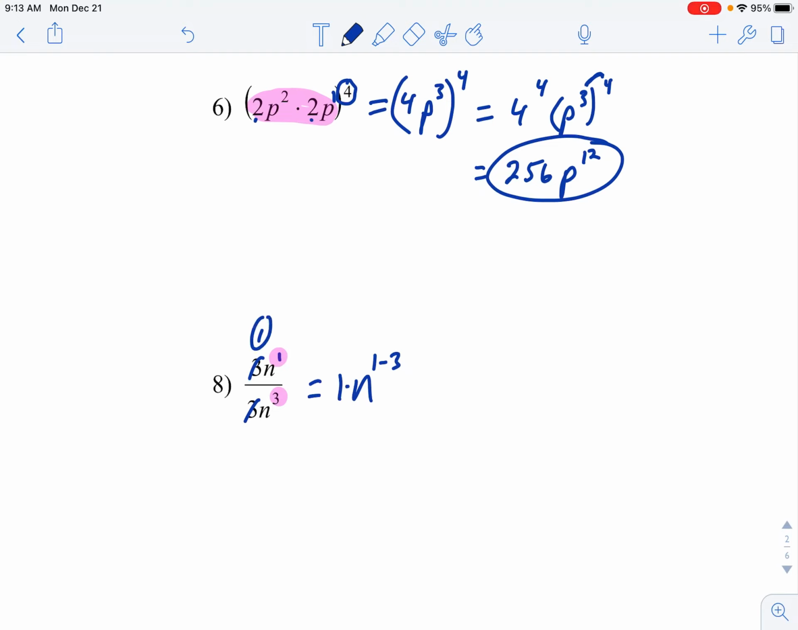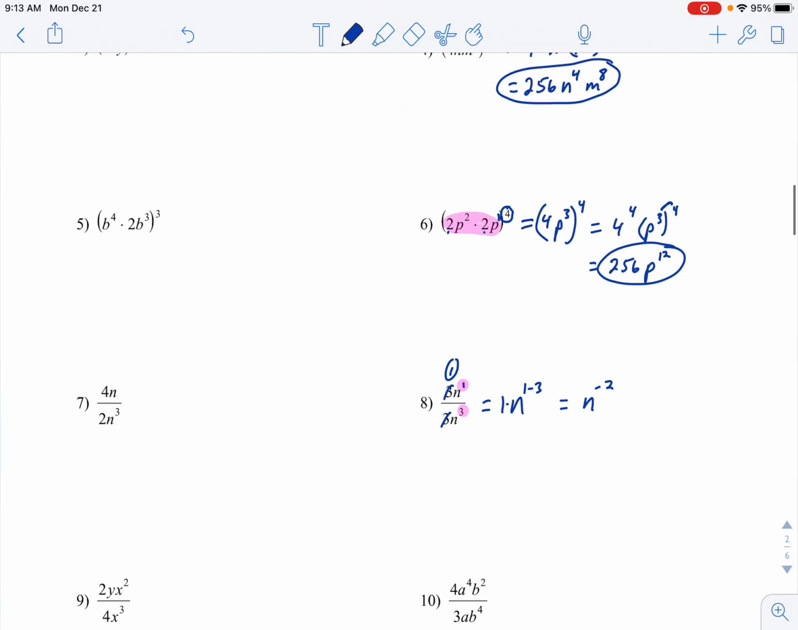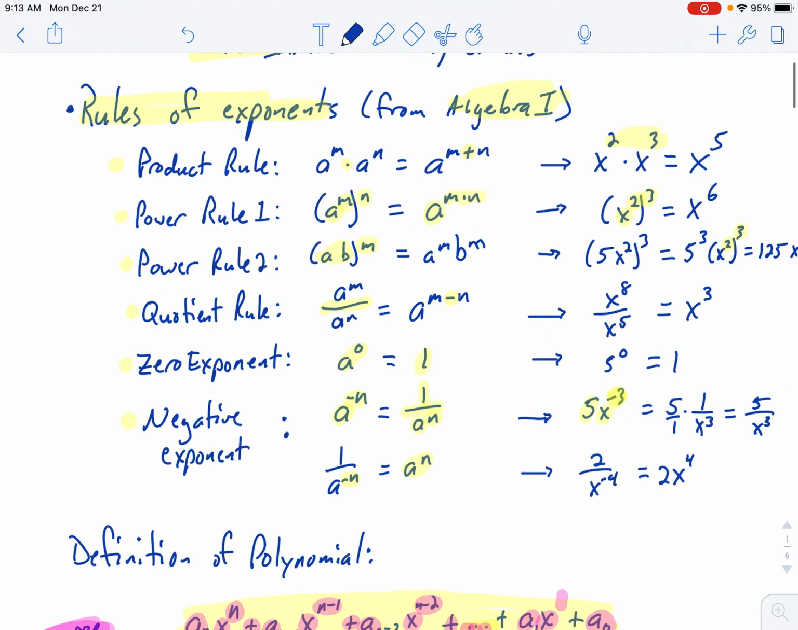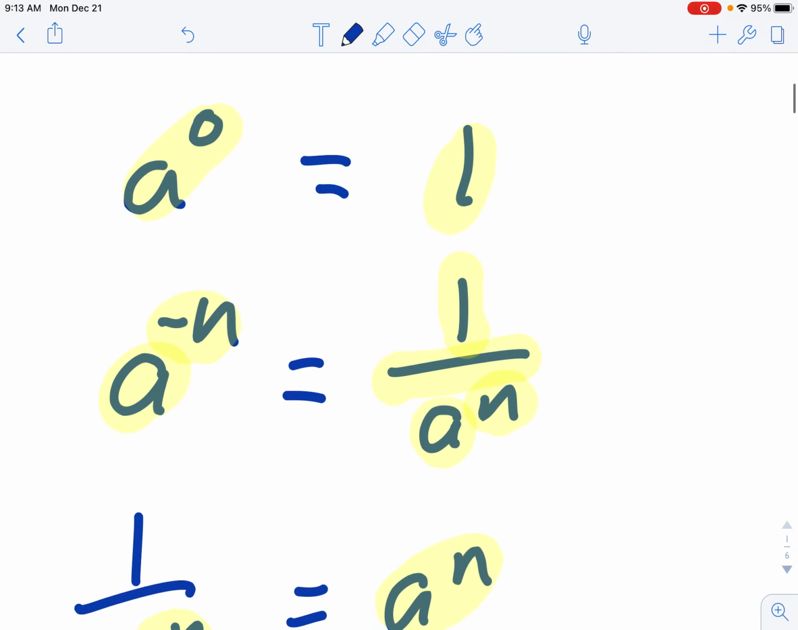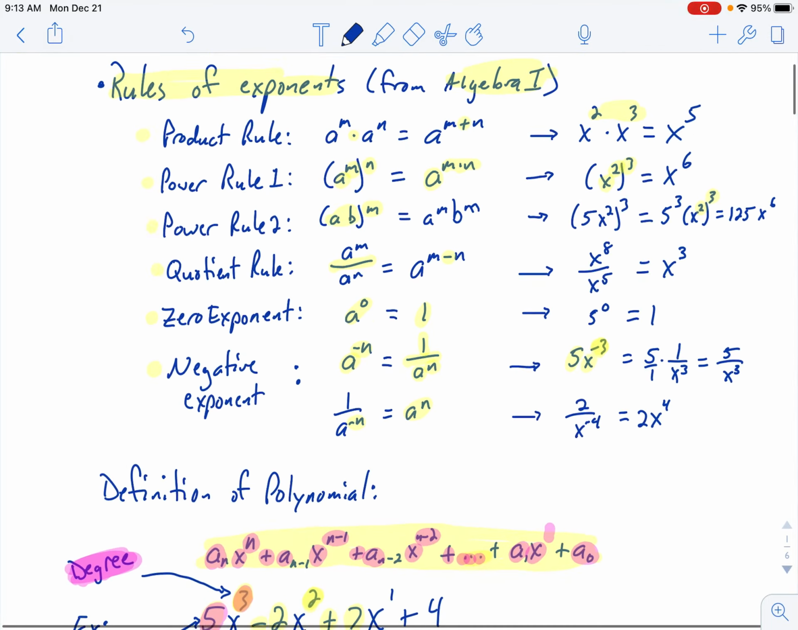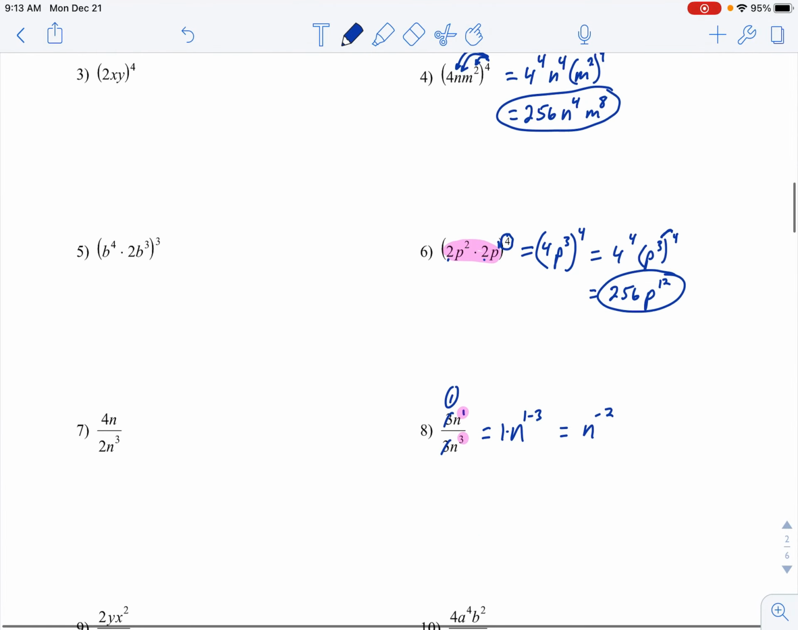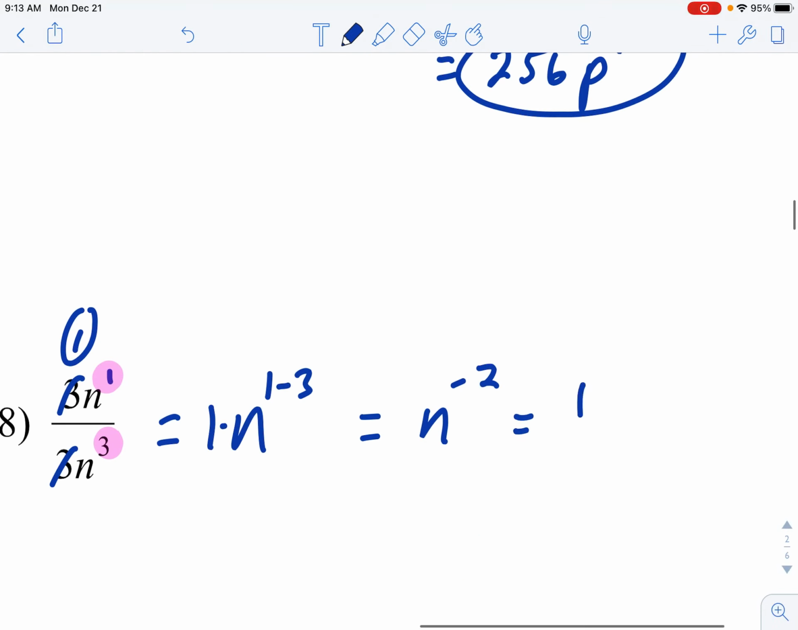That 1 is like having a 1 here. And that gives us n, 1n, to the negative 2. And if you recall what I said about negative powers right here, it reciprocates or flips, becomes 1 over. So this would become 1 over n to the 2. Same answer, different way of doing it.